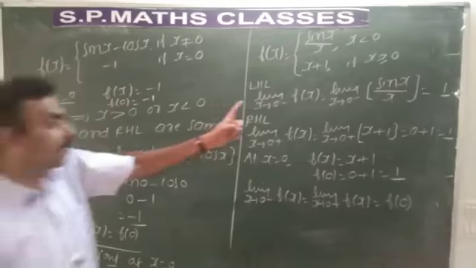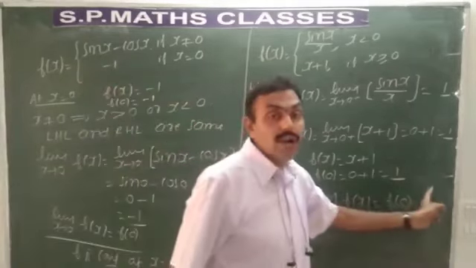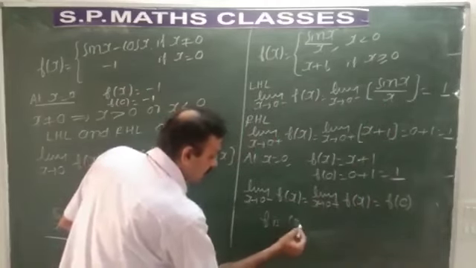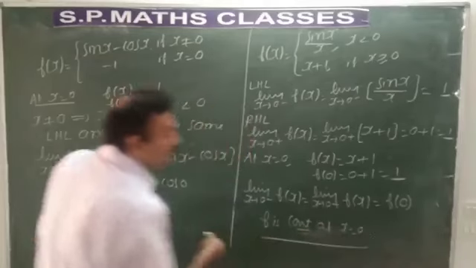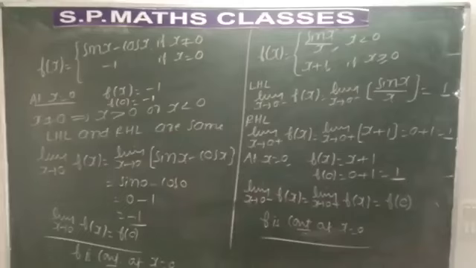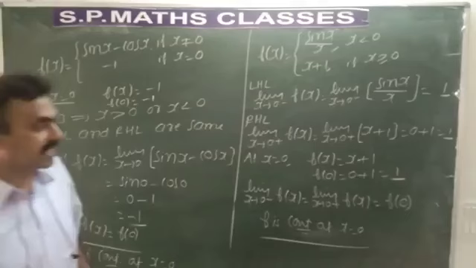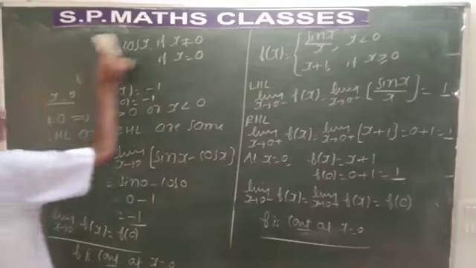So the left hand limit is 1, the right hand limit is 1. At x equal to 0, f of 0 we have got 1. So I conclude f is continuous at x equal to 0. There is no point of discontinuity there. I think you have understood this problem. Very simple and equally important. We'll move on to the next question now.